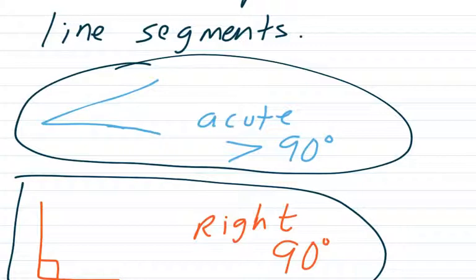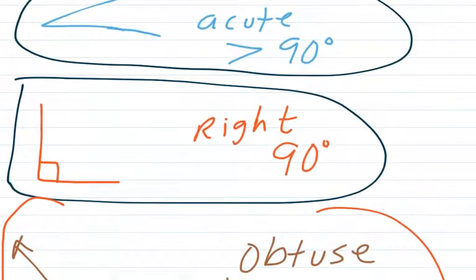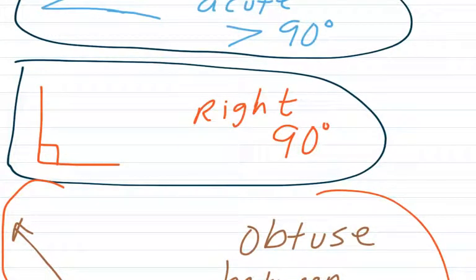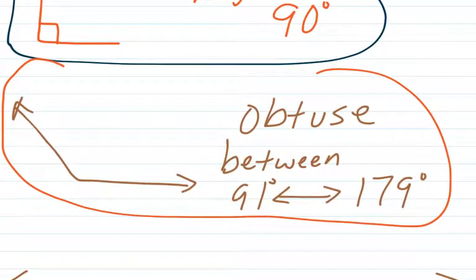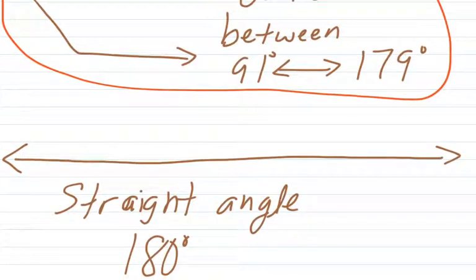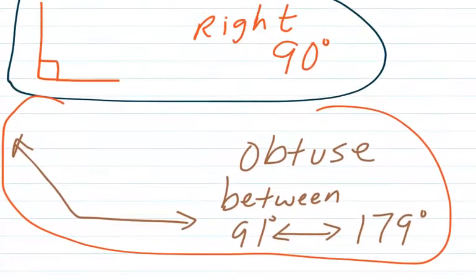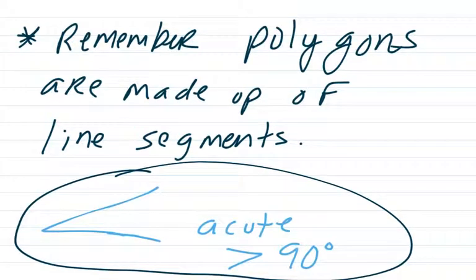Anyway, remember that an acute angle is less than 90 degrees. A right angle is exactly 90 degrees, right on the dot. And you know that an obtuse angle is between 91 degrees and 179 degrees. And my favorite, the straight angle, which is nothing but just a line, is also exactly 180 degrees. So now let's get ready and talk about some of those quadrilaterals.